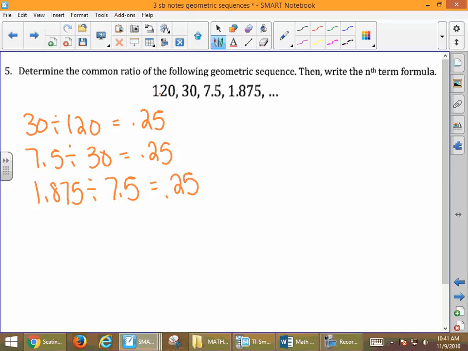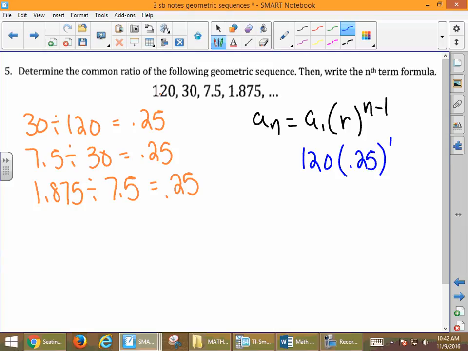And once we know 0.25, it just says write the nth term formula. And again, the nth term formula is a sub 1 times r to the n minus 1. You will be provided the formula on our quiz and test. But when we fill this in, we get 120 times 0.25 to the n minus 1. And that's all we can do on this problem. It just says write the nth term formula.